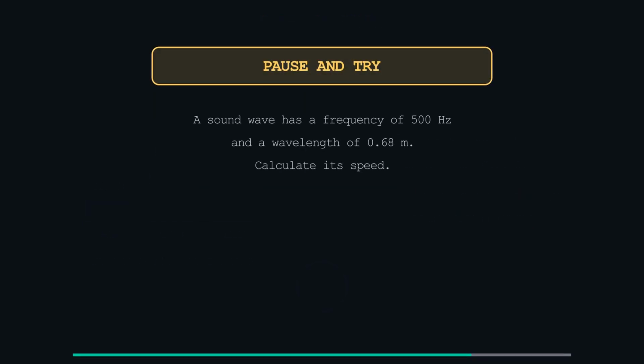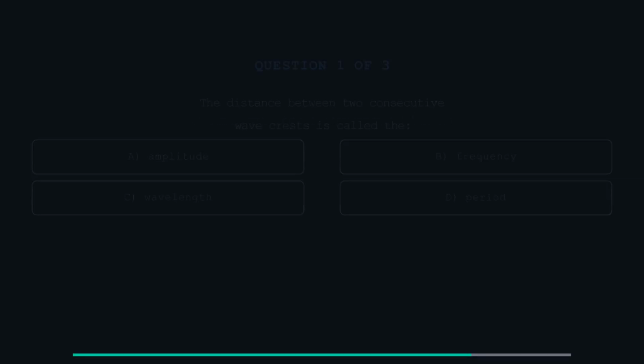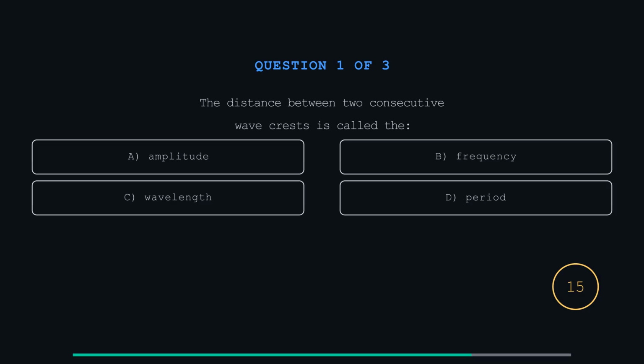Here is one for you to try. A sound wave has a frequency of 500 Hz and a wavelength of 0.68 meters. Calculate its speed. Pause the video now. Read the question and select your answer.